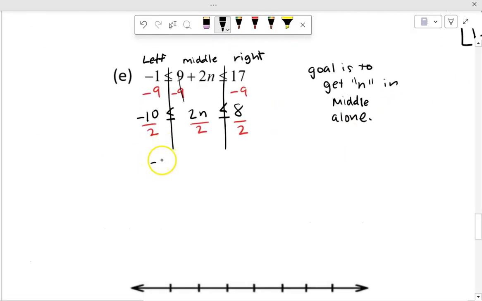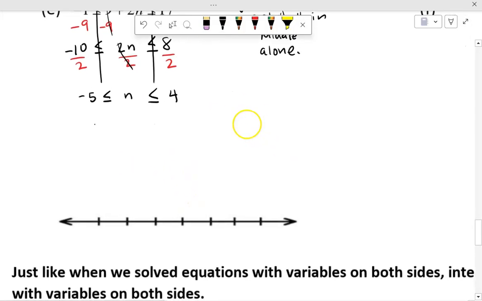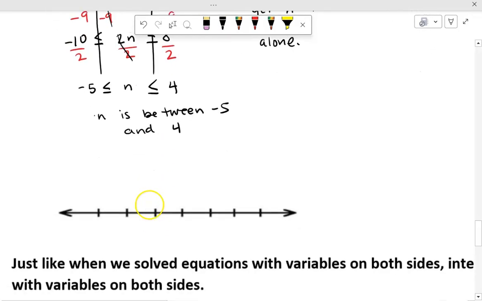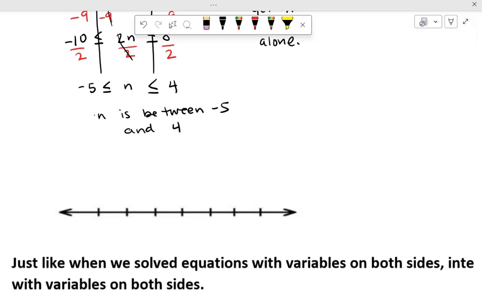When we divide by 2, we get -5. Bring the sign down with you, and the 2's cancel in the middle to make just an n. Bring the sign down again, and 8 divided by 2 is 4. What this tells me is that n is anywhere between -5 and 4. I also noticed that there's equal bars, so n is allowed to equal those things.